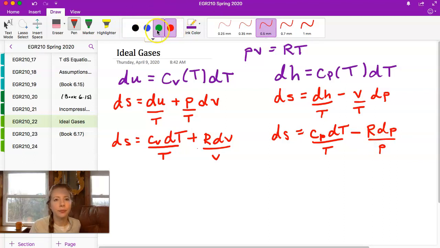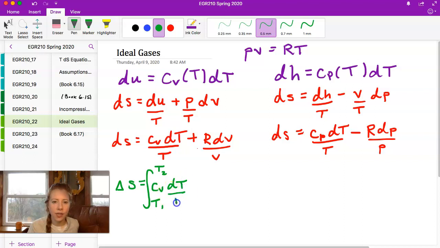So last step is we are going to say that delta S is equal to the integral from T1 to T2 of Cv dt over T plus R times the integral from V1 to V2 of dV over V. So what do we end up getting? Actually, let me plug in over here and then I'll put it all together at the end.